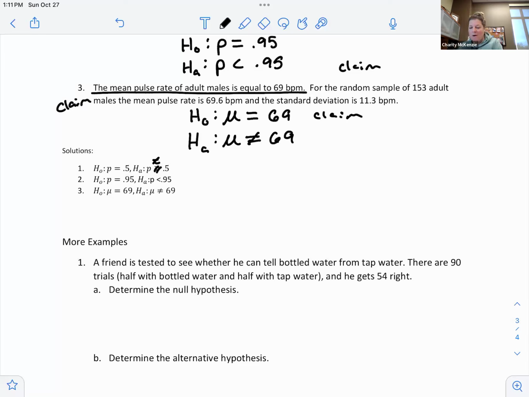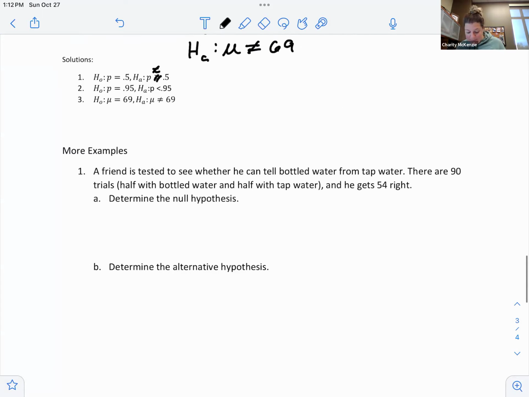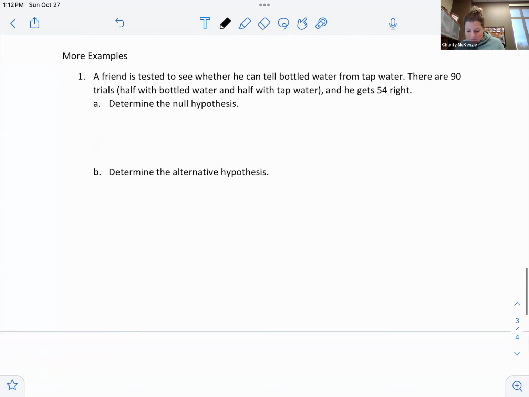So those are our nulls, right? Our null is always equal, excuse me. Our alternative is the three options: either not equal, if your claim was equal, and then greater than or less than. They better say the claim is more people have a cell phone or something like that. Okay, I have a couple more questions.